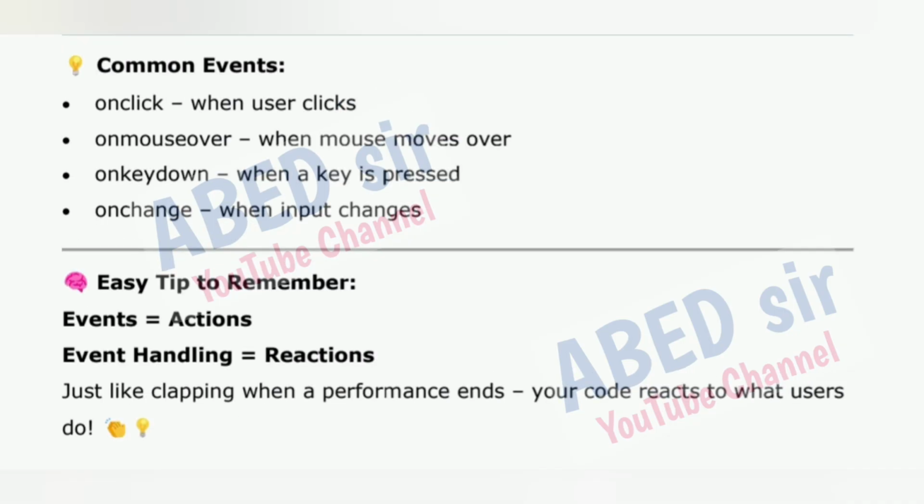Common events. onclick, when the user clicks. onmouseover, when the mouse moves over. onkeydown, when a key is pressed. onchange, when input changes. Easy tip to remember. Events are actions. Event handling is reactions. Just like clapping when a performance ends, your code reacts to what users do.